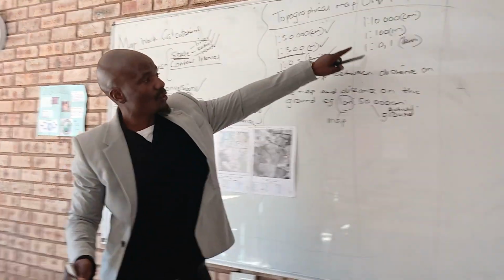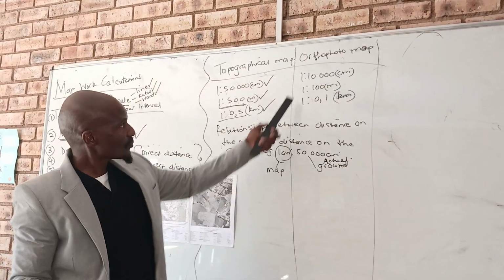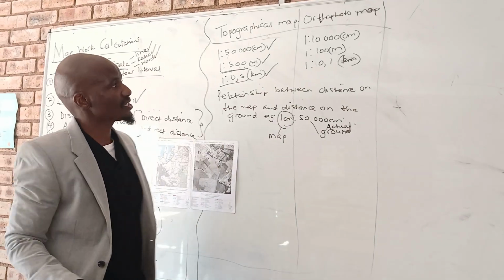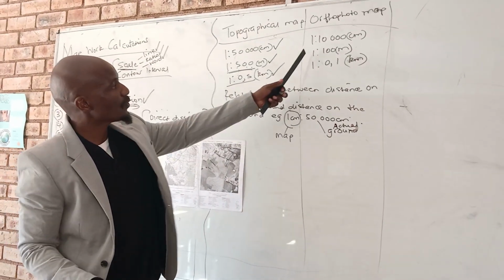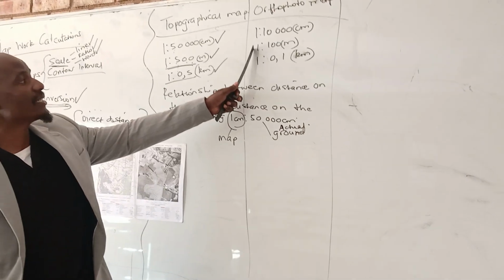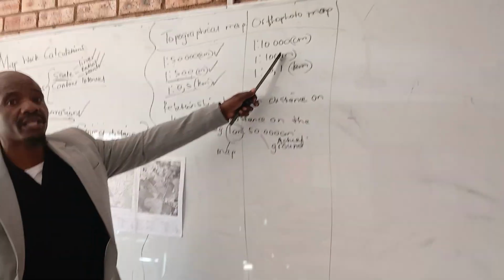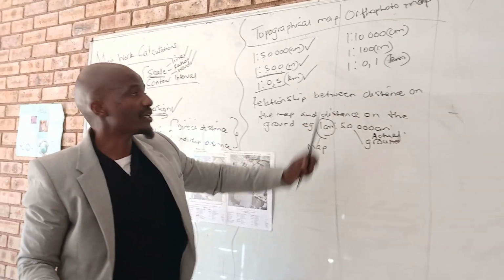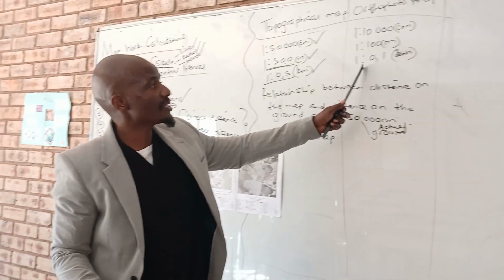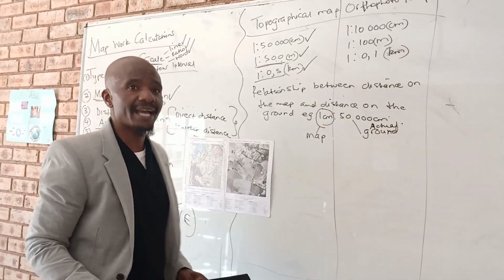Same applies with your orthophoto map. You do the same thing. 1 centimeter on the map represents 10,000 centimeters on the actual ground. If you convert it into meters, it becomes 1 centimeter representing 100 meters on the actual ground. Into kilometers, you can see as well, 1 centimeter on the map represents 0.1 kilometers on the actual ground.